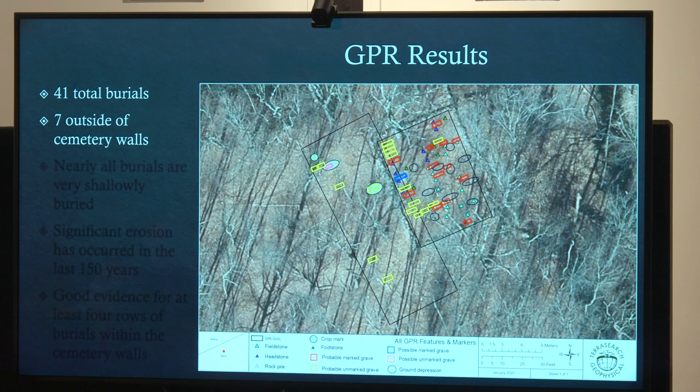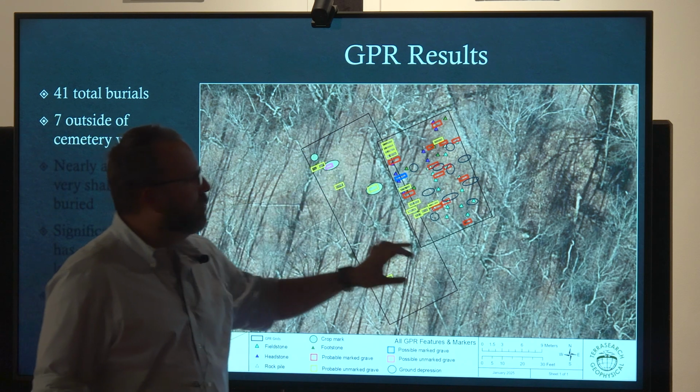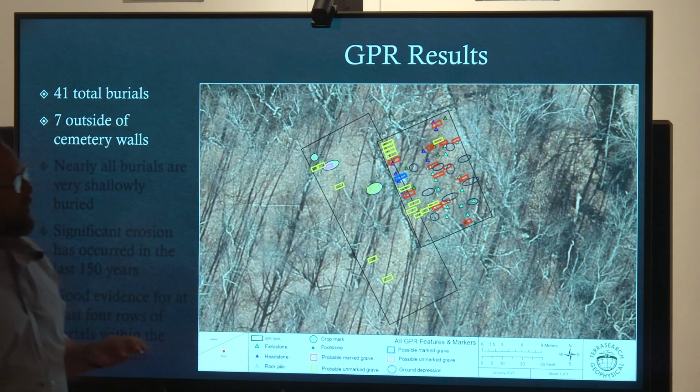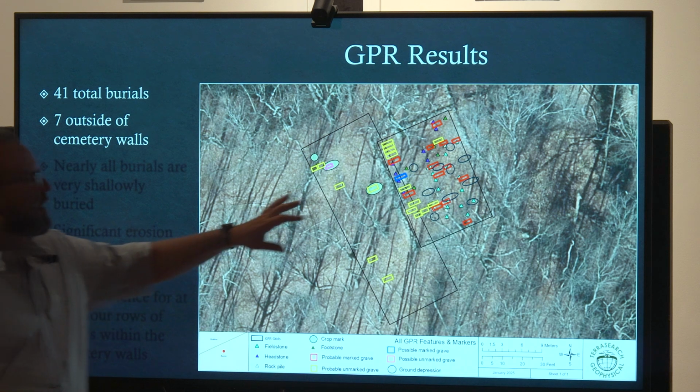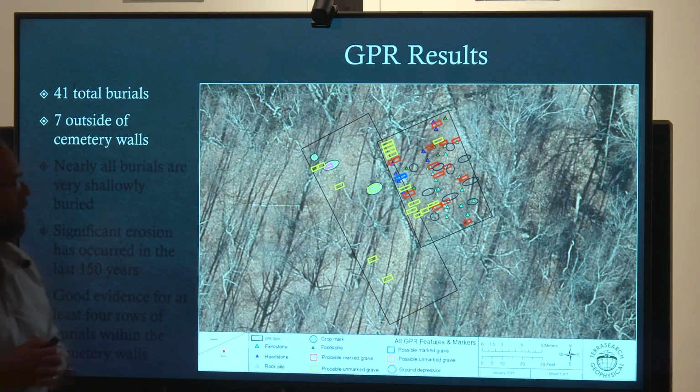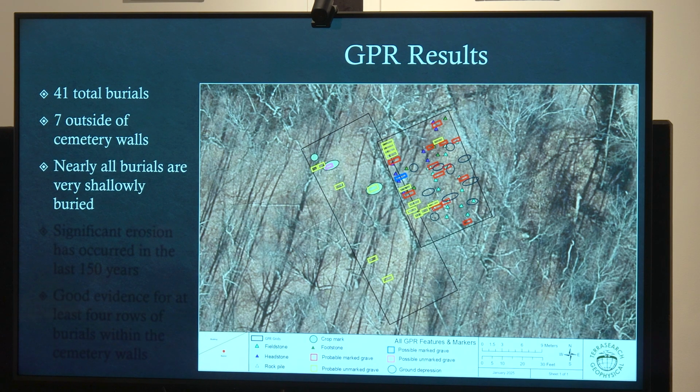7, however, were identified outside of the cemetery walls, indicating, as we just discussed, that the cemetery walls probably are not coincident with the earliest use of this as a burying ground, or that there were other reasons why people might have been buried outside of the existing walls. Nearly all of the burials are very shallow. Again, I think that's not that they were shallowly buried necessarily in the 19th century, it's just that there's been a lot of soil erosion at this site.